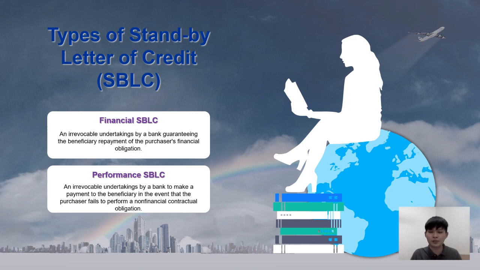The performance SBLC is used in projects that are scheduled for completion within a specific timeline, such as construction projects. The payment serves as a penalty for delays in the project's completion, and it is used to compensate the customer for the inconvenience caused or to pay another contractor to take over the project.